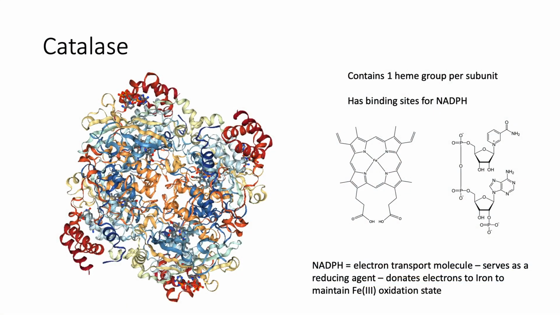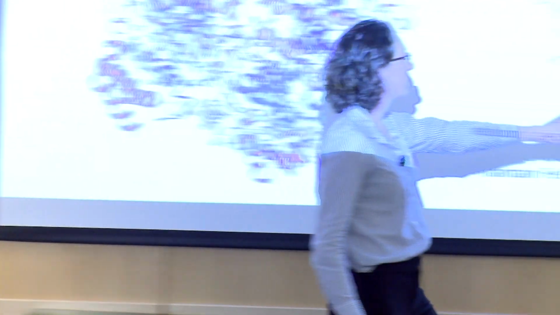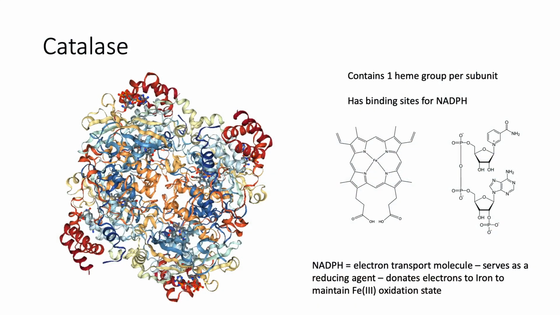But going back to catalase, again, this is the overall structure, and it is very hard to see with these colors, but there are heme centers. You can see them in each of the 4 subunits of catalase. And it also contains a binding site for NADPH. And this is the structure of NADPH. And the NADPH's role is to maintain the oxidation state of the iron center.